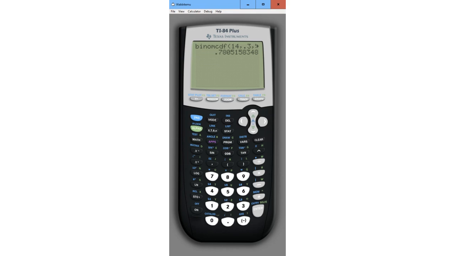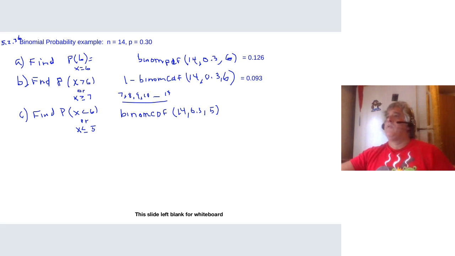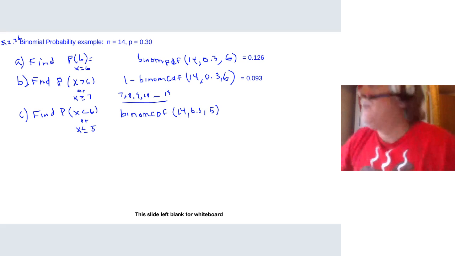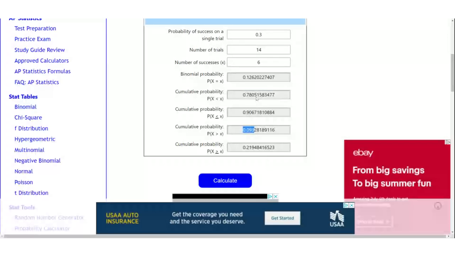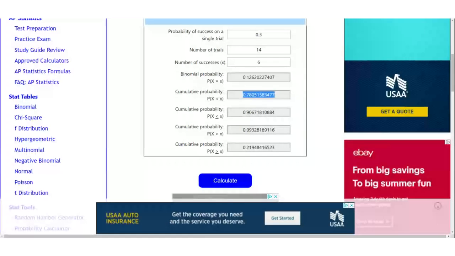And then if we also go back over to that program that I'm showing you, then that one's right there. Again, there's no equal sign here. So it's not including 6. It's going to the next number down, which is 5. Okay.